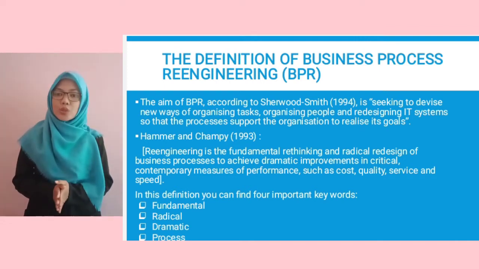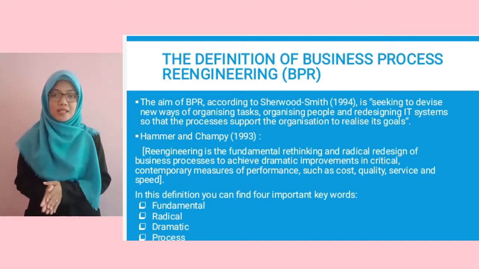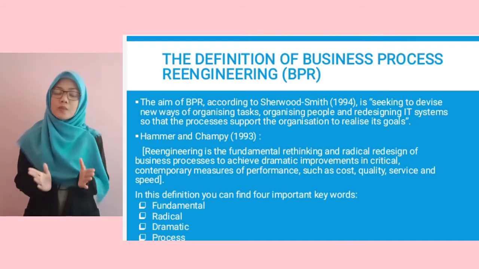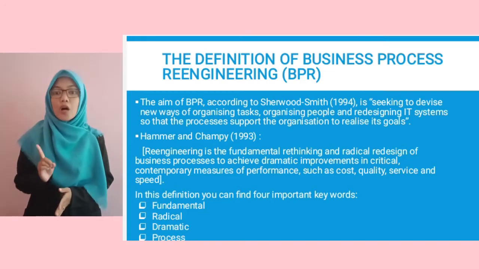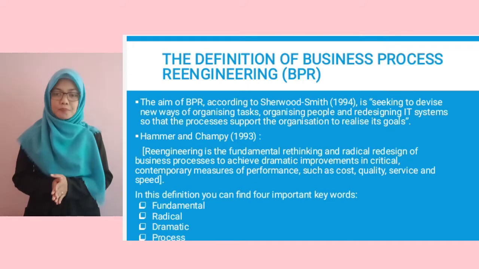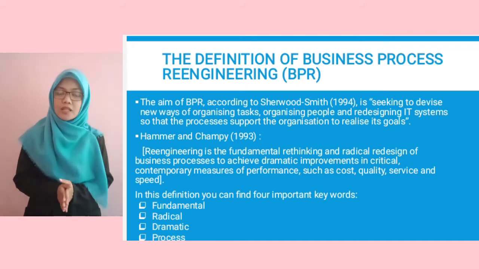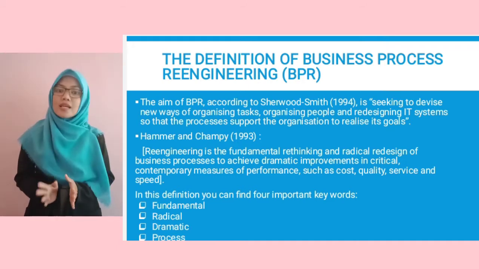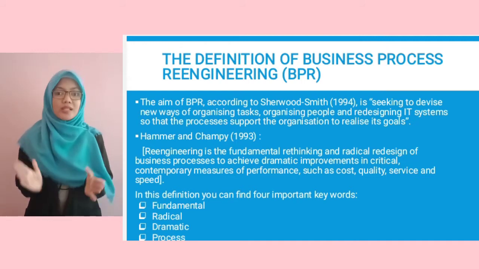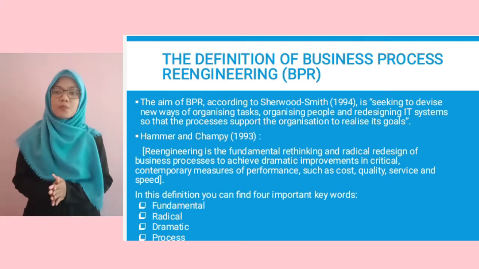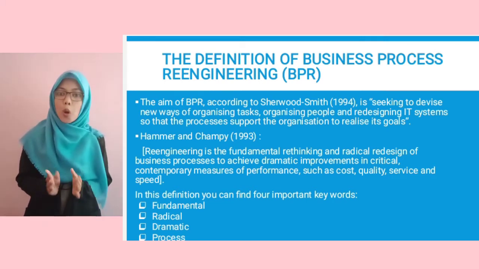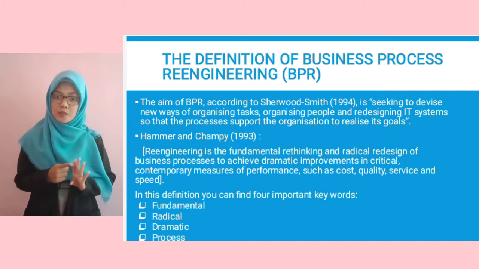The book Reengineering the Corporation: A Manifesto for Business Revolution by Hammer and Champy, 1993, is widely referenced by most BPR researchers and is regarded as one of the starting points of BPR. According to Hammer and Champy, 1993, reengineering is the fundamental rethinking and radical redesign of business processes to achieve dramatic improvement in critical contemporary measures of performance such as cost, quality, service, and speed.